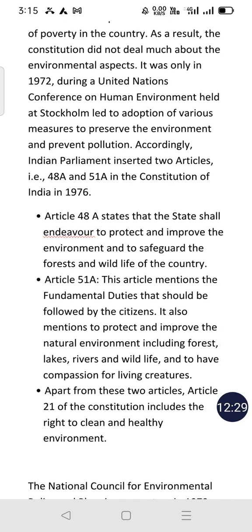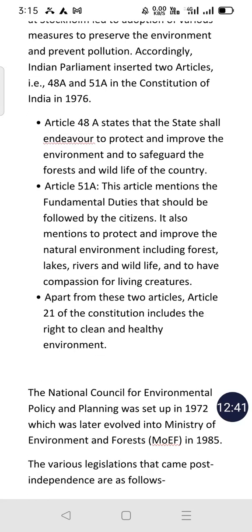Accordingly, the Indian Parliament inserted two articles, that is 48A and 51A, in the Constitution of India in 1976. Article 48A states that the state shall endeavour to protect and improve the environment and to safeguard the forests and wildlife of the country. Article 51A mentions the fundamental duties that should be followed by the citizen. It also mentions to protect and improve the natural environment, including forests, lakes, rivers, and wildlife, and to have compassion for living creatures. Apart from these two articles, Article 21 of the Constitution includes the right to a clean and healthy environment.